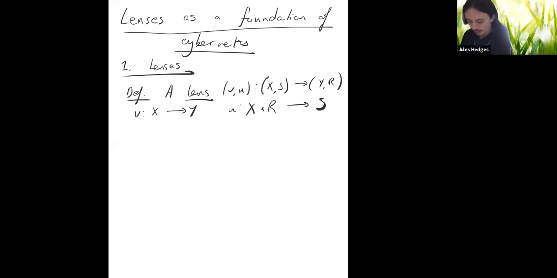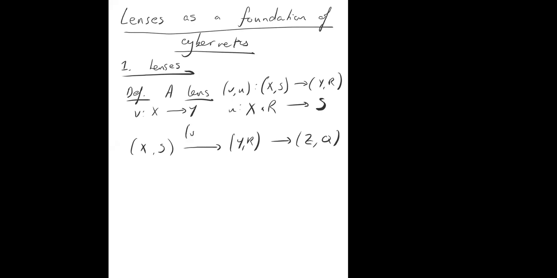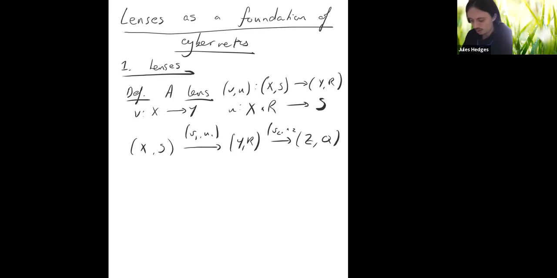So it turns out that if you have a pair of these, (X,S) to (Y,R) to (Z,Q), with v1 u1 and v2 u2, you can compose these sequentially to get a composite lens from (X,S) to (Z,Q), where on the top you go from X to Y to Z just by function composition of the v's, and then along the bottom you had to do some work. So you need to come up with a function from X times Q to S, which I'll call u, and the formula for this is u of an x and a q comes from, well, it must be u1 of something.